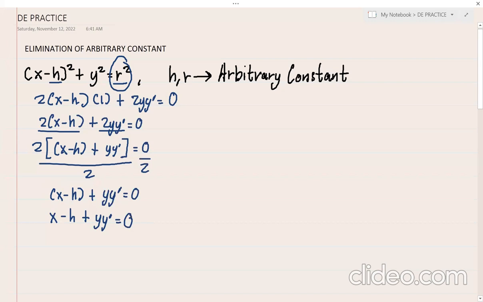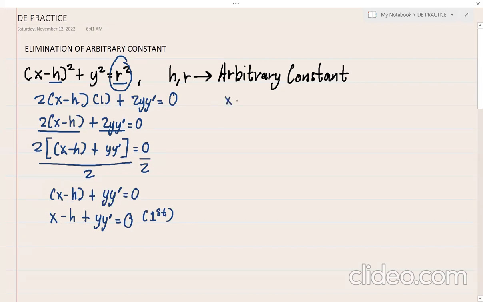So, let's go back. This is already simplified. So, this is our what? First derivative. Let's label this as our first derivative so we won't have a hard time. Okay? So, now we have the first derivative. Are we done? Not yet. Why? Because we're going to differentiate the equation twice, since we have two arbitrary constants. So, therefore, let's get the second derivative now.